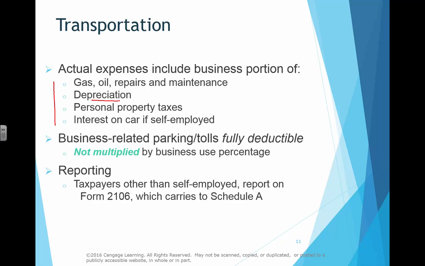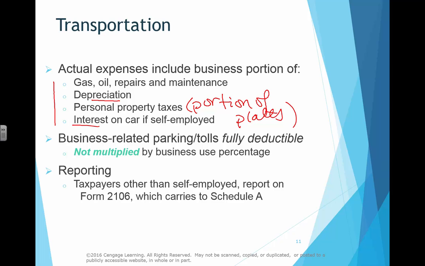Personal property taxes, this is just basically the portion of your license plates. And if you've ever looked at your registration, say you pay $180 to register your car, there's all these little codes of what the composite of it is. And usually the tax is around 40% of the total price. Okay, and then we've already looked at this, interest on your car, but only if you're self-employed.